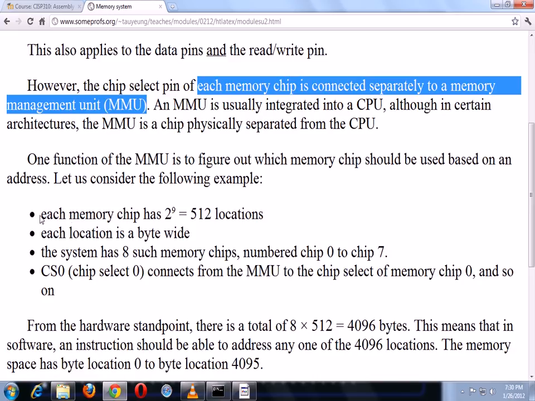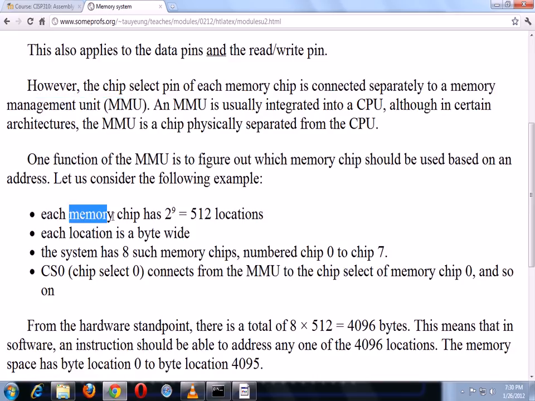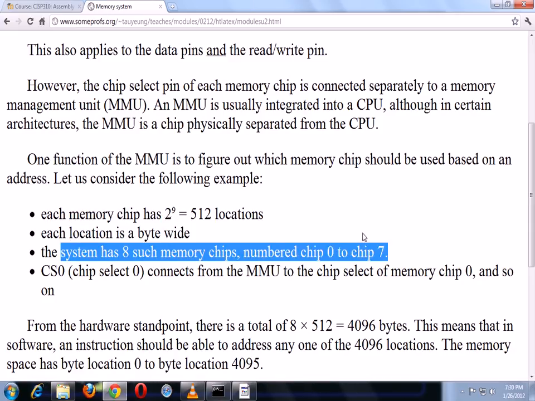Let's make the assumption as follows. Each memory chip has 2 to the power of 9, which is 512 locations. Okay? Each location is 1 byte. And the system has 8 such memory chips, numbered chip 0 to chip 7. CS0, chip select 0, connects from the MMU to the first chip, and so on.